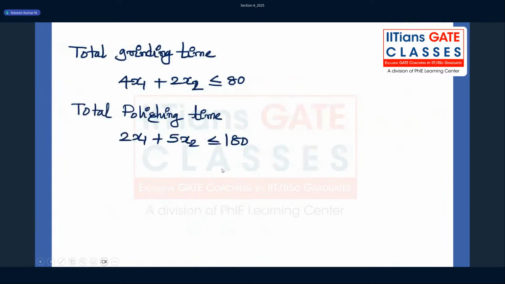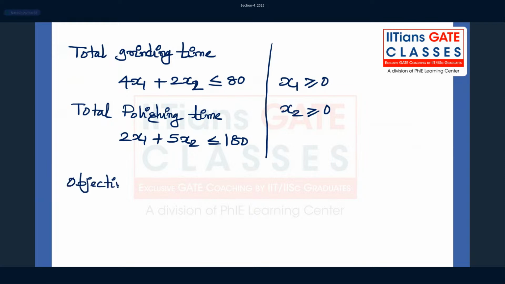Now we got the constraints. So what are the other two constraints? Non-negative constraints. That is, x1 should be greater than or equal to 0. x2 also should be greater than or equal to 0. These are non-negative constraints. And what is your objective function? You have to maximize the profit.